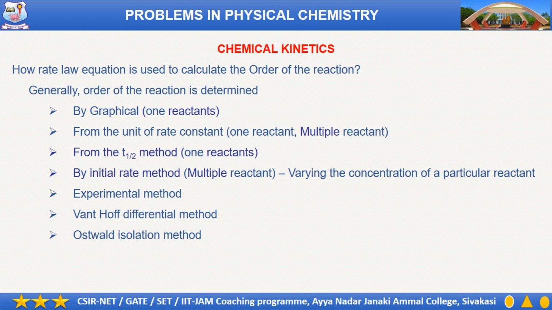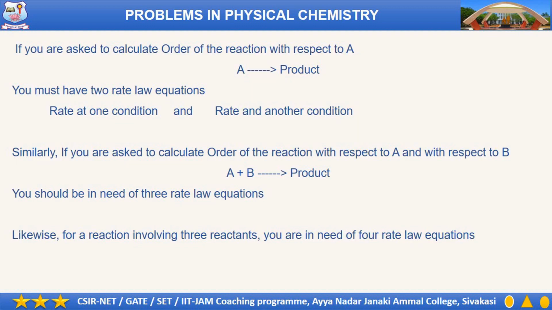Therefore, in order determination, which type of method are you going to use? Graphical, unit of K, Van't Hoff method, initial rate method. This method we have already seen. Now we are going to see the initial rate method. In the initial rate method, how many reactants are given for the reaction? Suppose A gives the product. Find out the order of the reaction with respect to A.